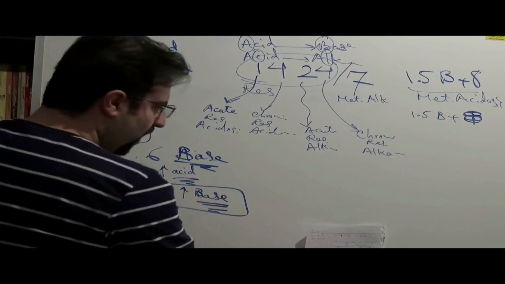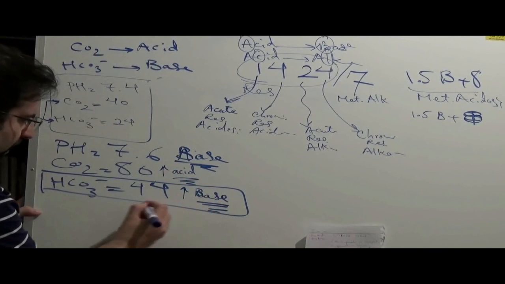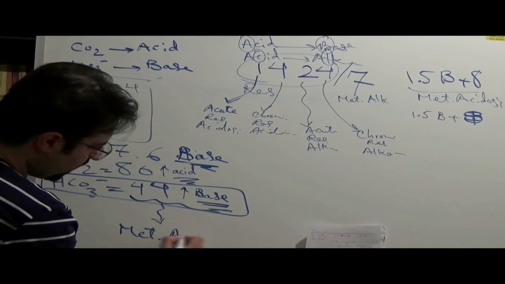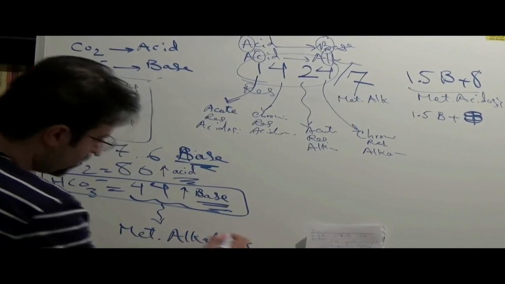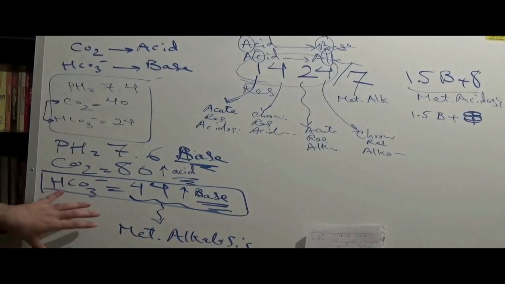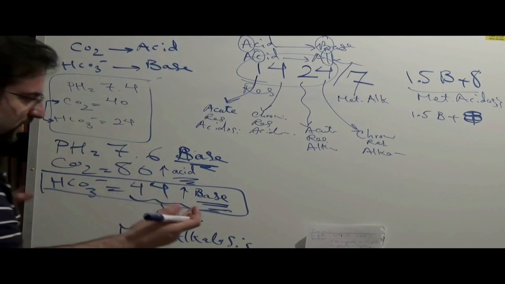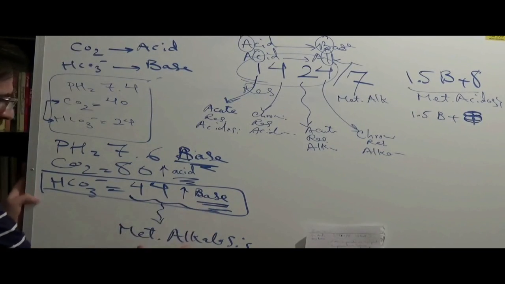It means that here we have metabolic alkalosis. So now we know that the problem is bicarbonate. Now we want to know what is the compensated number for CO2. We need to know what is the compensated number for CO2, and after that we can interpret all this stuff. So we have metabolic alkalosis.